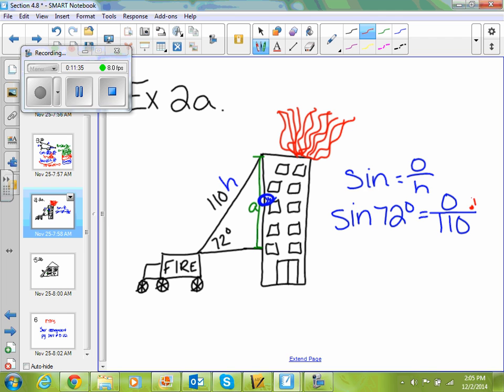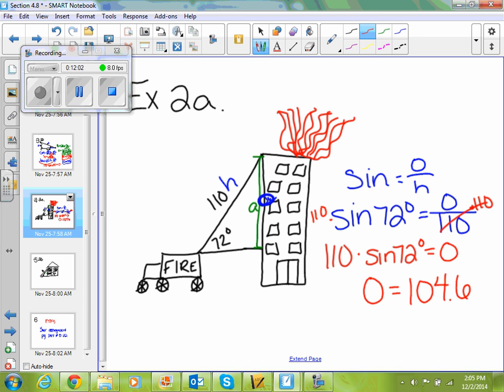So to solve for O, you multiply by 110 on each side. So my opposite side is equal to 110 times sine of 72 degrees. So then what is 110 times sine of 72 degrees? 104.62. And we're talking about feet in this case, 104 feet. So your building cannot be more than 104.62 feet above the fire truck. That's what that tells me.